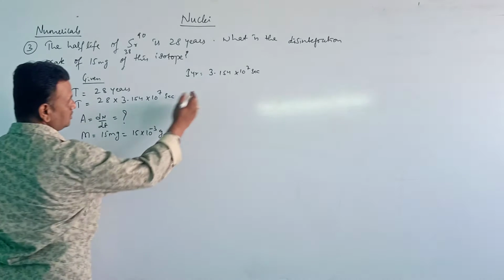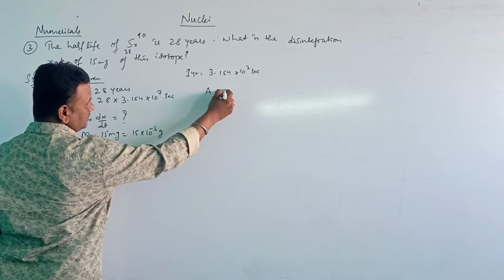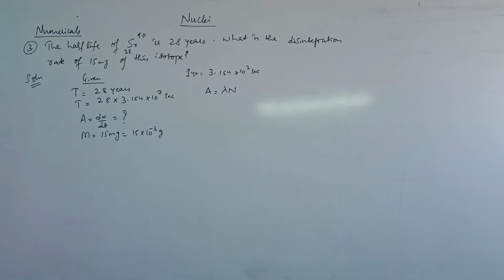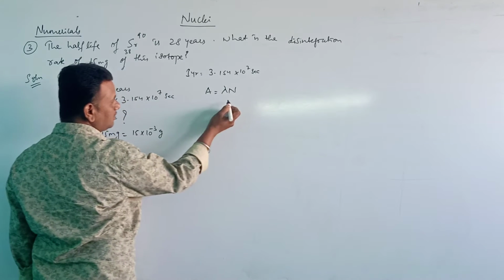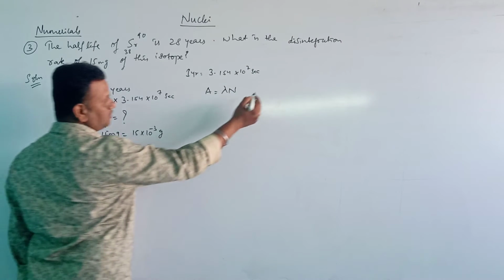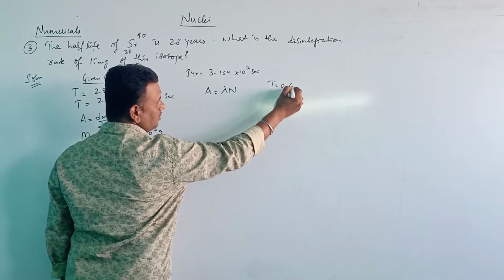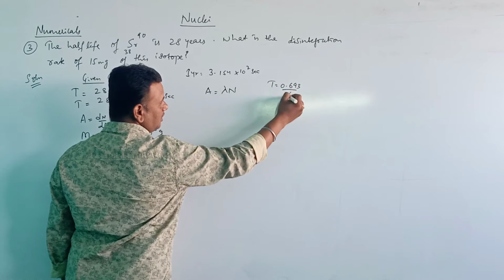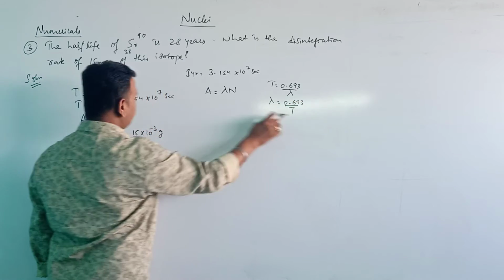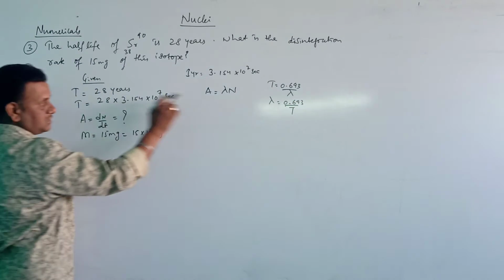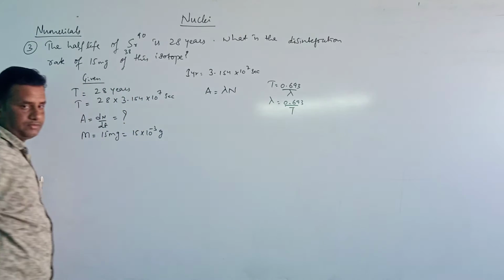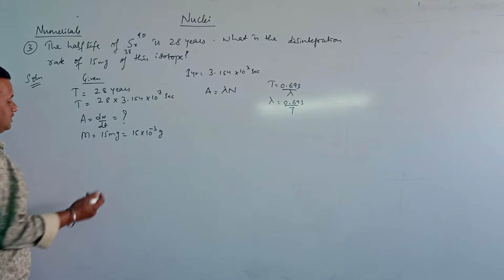As we know, activity can be written as lambda into N. We can find this lambda using half-life, because T is equal to 0.693 divided by lambda, so lambda is equal to 0.693 divided by T. We know the T value, so if I substitute here I will get lambda. But I don't know this N value.